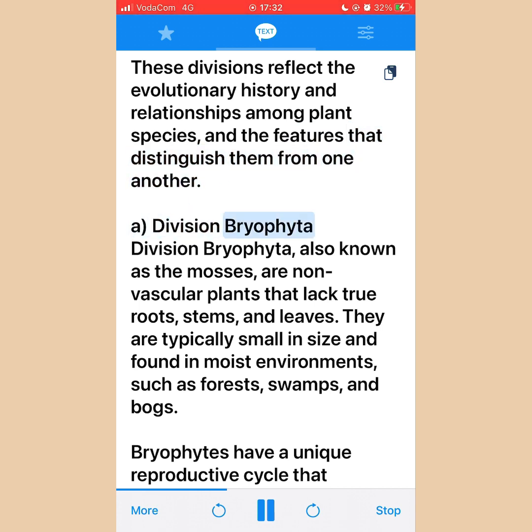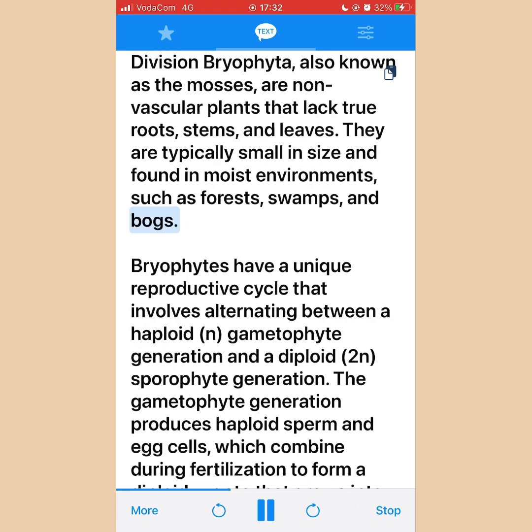A. Division Bryophyta. Division Bryophyta, also known as the mosses, are non-vascular plants that lack true roots, stems, and leaves. They are typically small in size and found in moist environments, such as forests, swamps, and bogs.